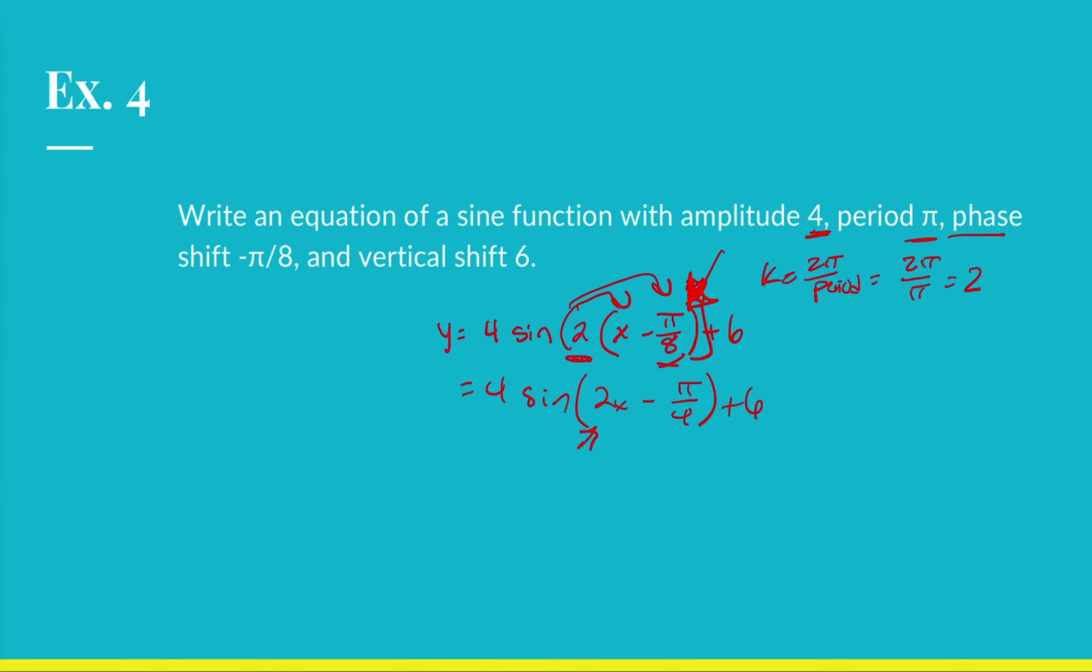If you only have 1 set of parentheses, you need to distribute. If you write 2x minus pi over 8 plus 6, I will count that wrong on a test. If you don't put the 2 sets of parentheses, you have to distribute that too. But it's easier if you put 2 sets of parentheses and you don't distribute the 2. First rule of math, don't make it harder on yourself.